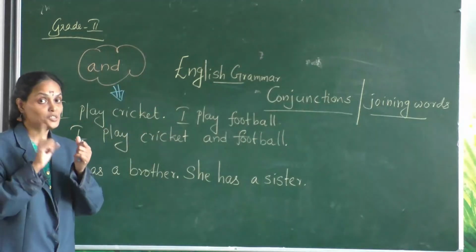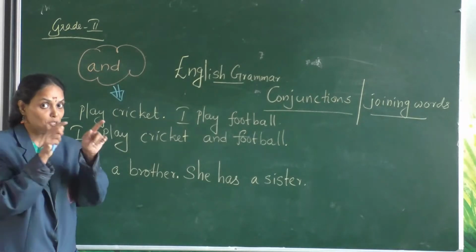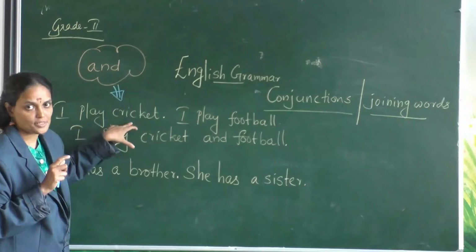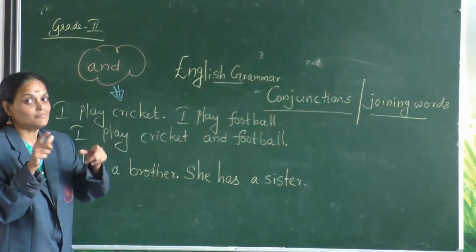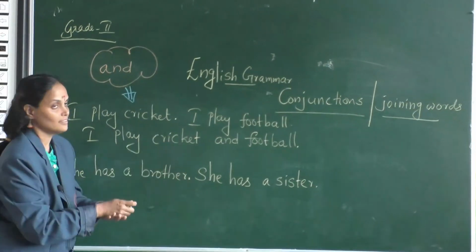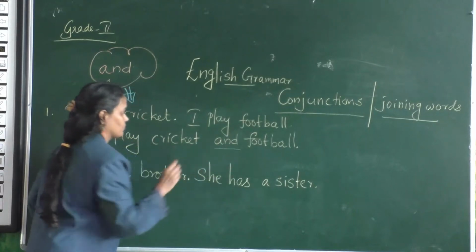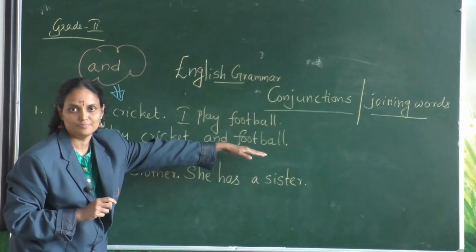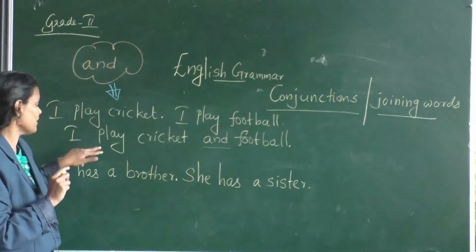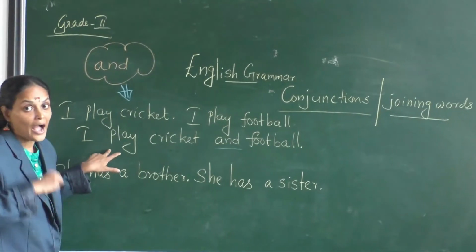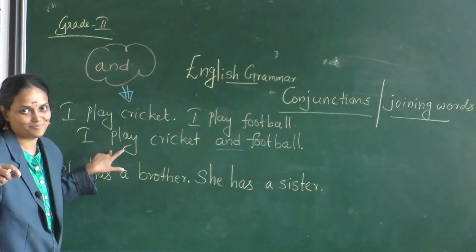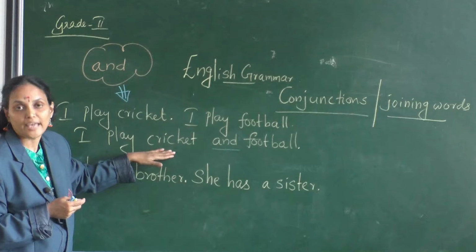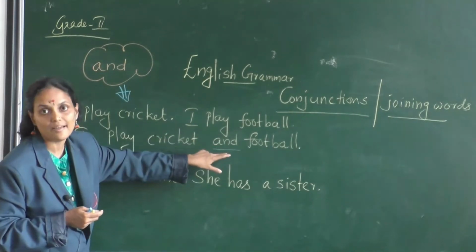Correct? What do I play? I play two different sports or games, right? Cricket, football. And I am combining them using the conjunction and. Two different games, cricket and football. Correct? And one common activity, action done by me. I play this and this. Those two actions or those two games are combined using the conjunction and.